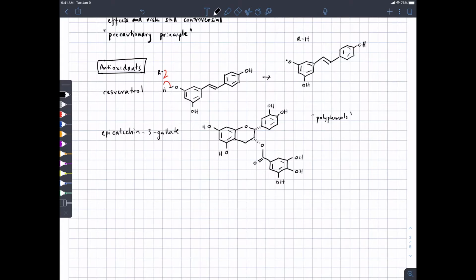Let's see, is there a limit to how many radicals could be on an oxidant? I think as you continue to abstract hydrogens, that ends up being an oxidation reaction, and there is probably a limit. I don't know what it is.